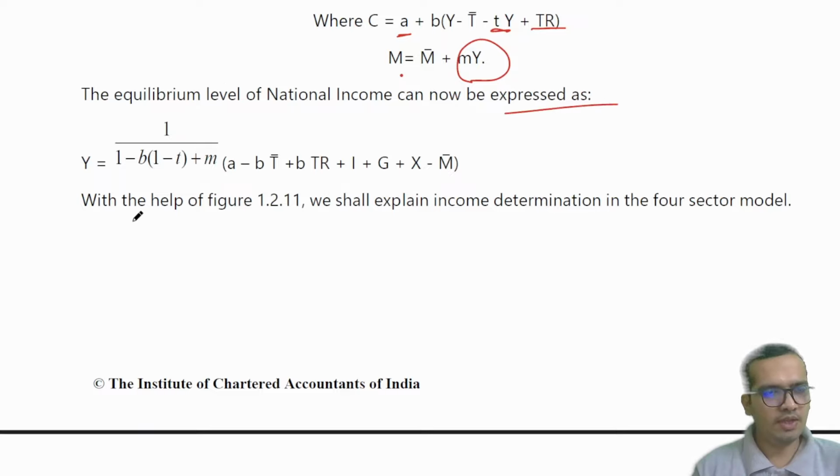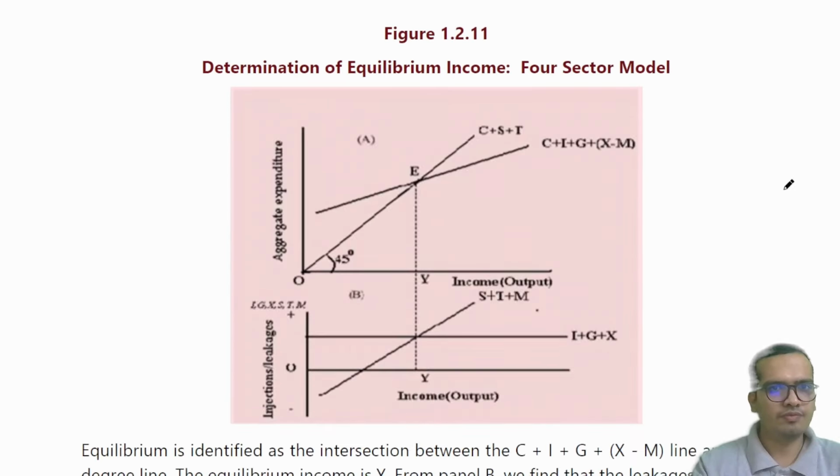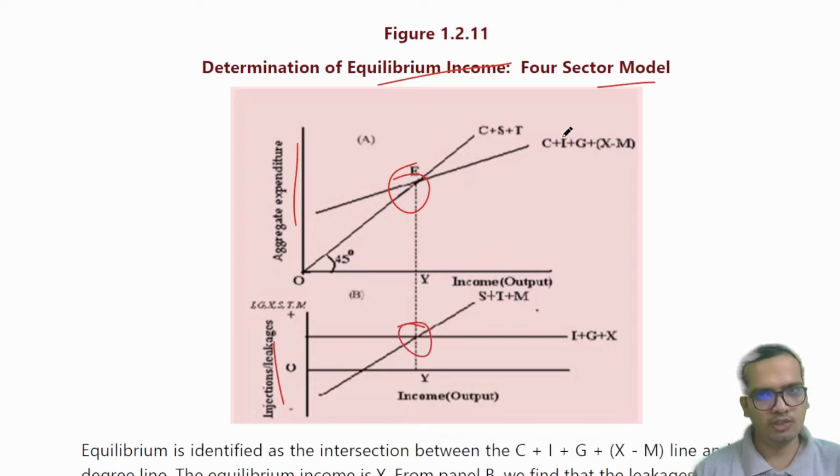You can see this. With the help of the above figure, we shall explain income determination in the four sector model. So here is the example: determination of equilibrium income in the four sector model. So we have injections and leakages downside, and aggregate income and expenditure. This is an equilibrium point in both cases. The first line denotes C plus I plus G plus X minus M, and the second line denotes C plus S plus T.